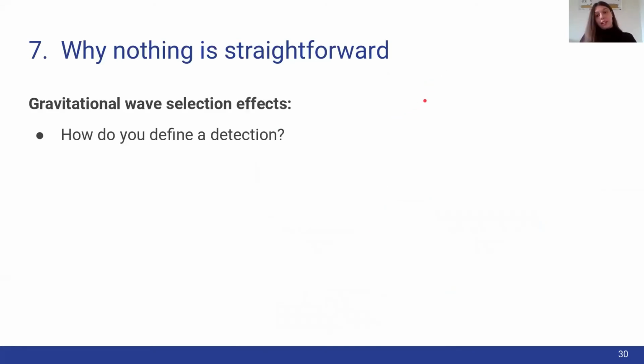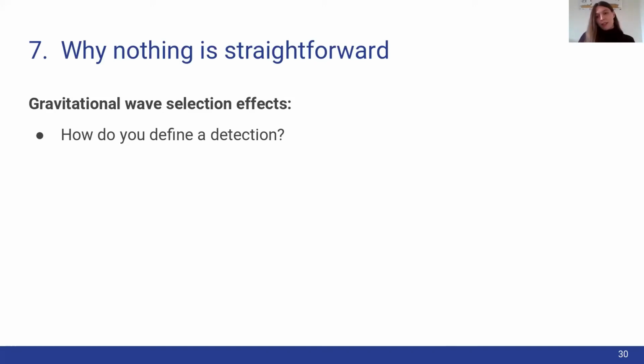So one thing of note, gravitational wave selection effects are important. How you define a detection varies. For the O2 Hubble constant paper, the detection threshold was set as an SNR threshold. However, in reality, gravitational waves are detected based on false alarm rate, the number of false alarms that would create a similar signal per year. And those two are not the same thing.